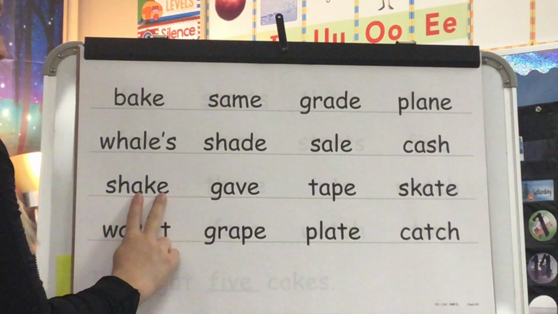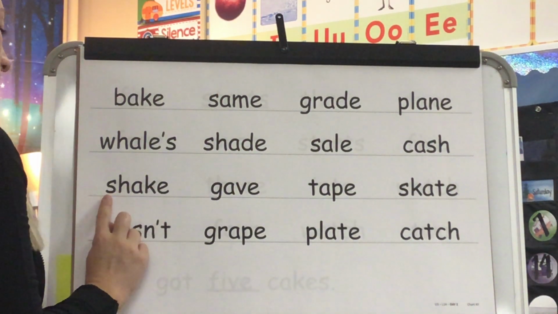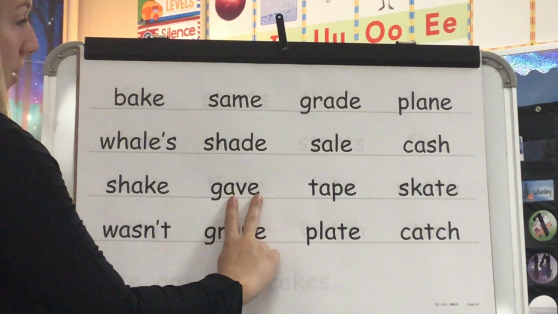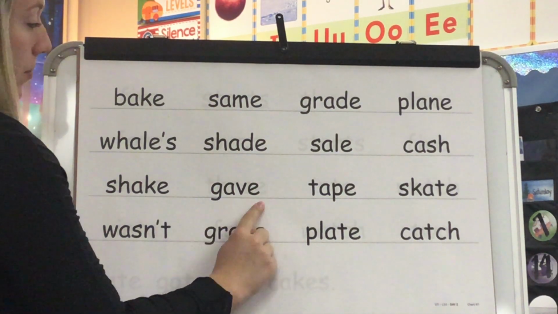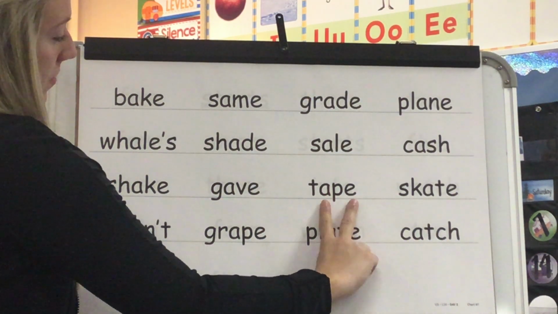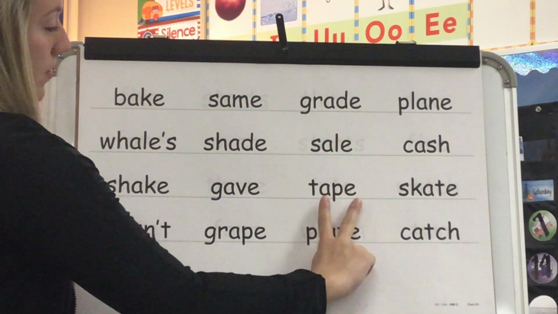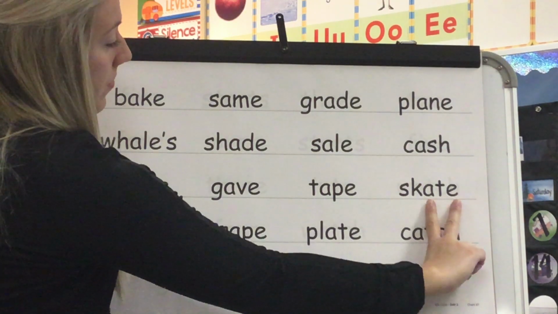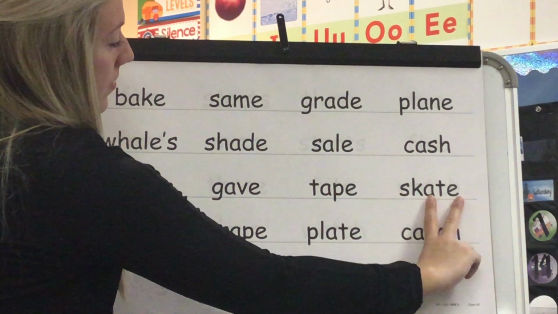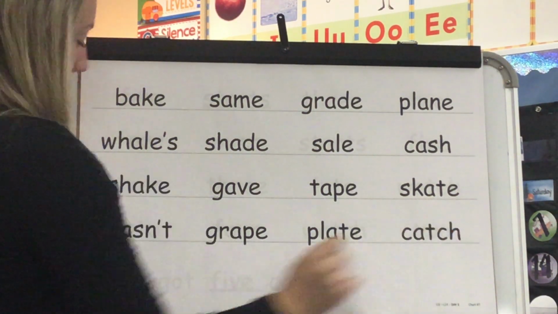Cash. Sound? A. Blend? Shake. Word? Shake. Sound? A. Blend? Gave. Word? Gave. Sound? A. Blend? T-ape. Word? Tape. Sound? A. Blend? Sk-ate. Word? Skate.